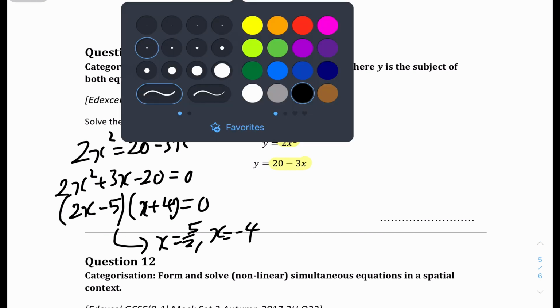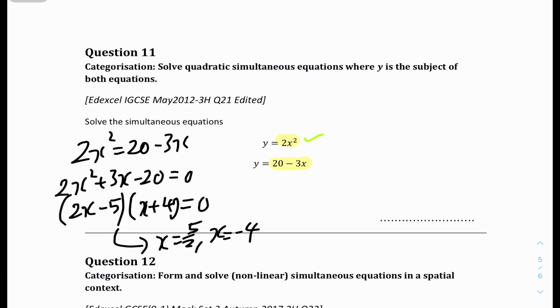So we can find the corresponding y value by using this first equation right here. When x is minus 4, y will be 2 times minus 4 squared, which is 32. Y equals 32. And when x is 5 over 2, y will be 2 times 5 over 2 squared altogether, which is 25 over 2. And these are the sets of values.